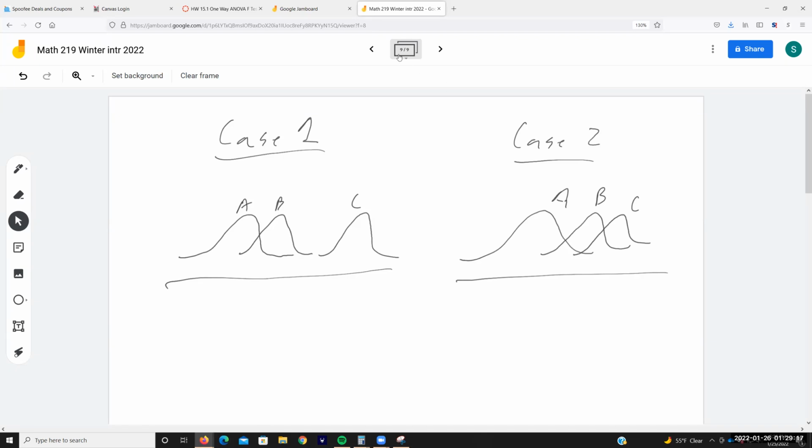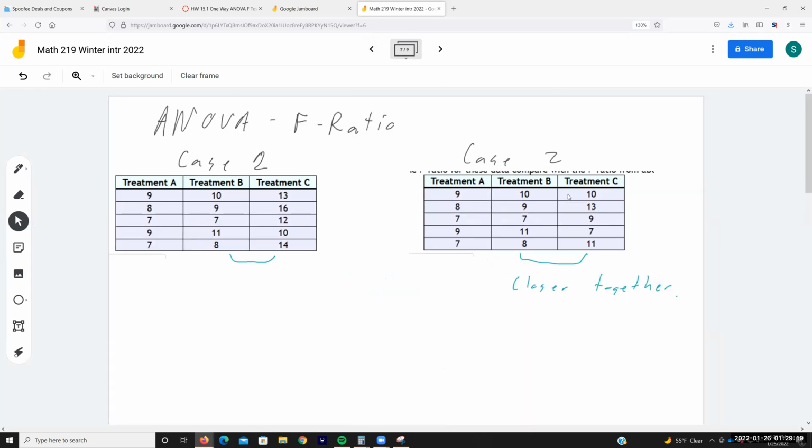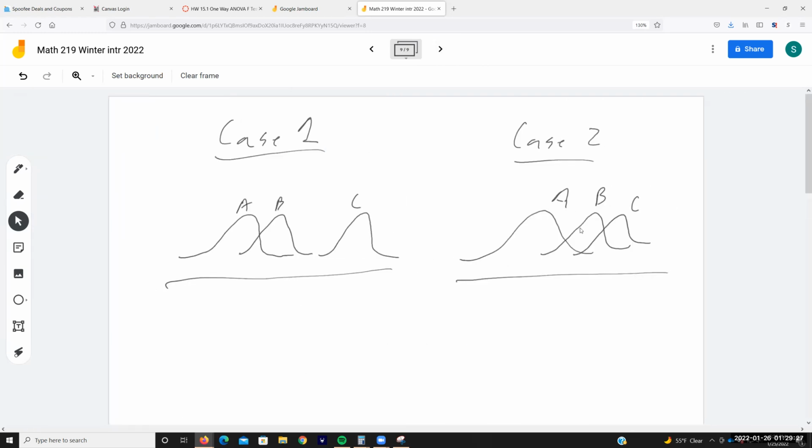Visually, if you graph it, you could kind of see that just by looking at these numbers. In case 2, treatment C's more in line with A. That's how you represent it. You look at the distributions and they should be close to each other.